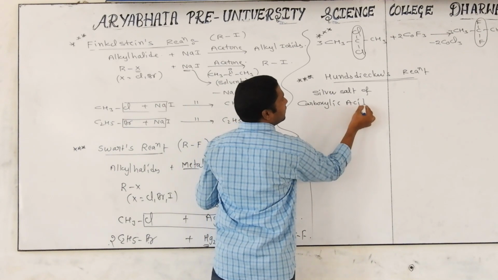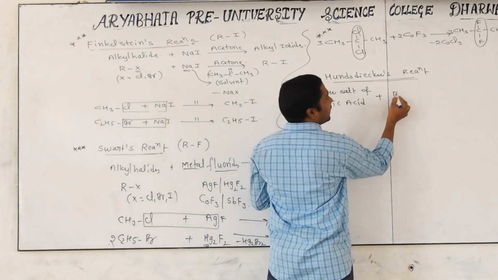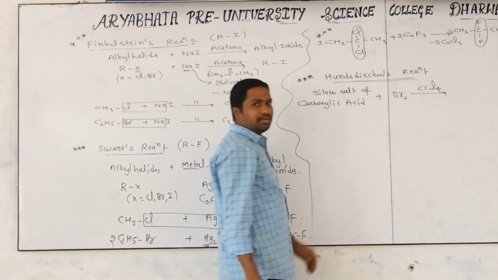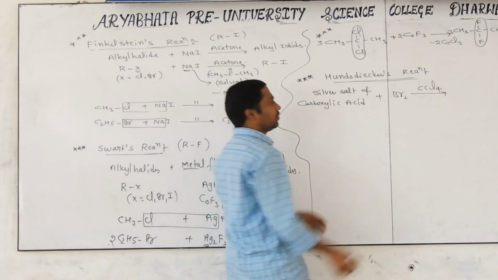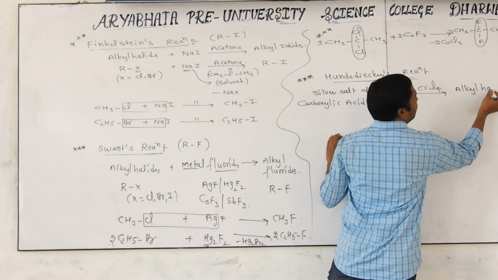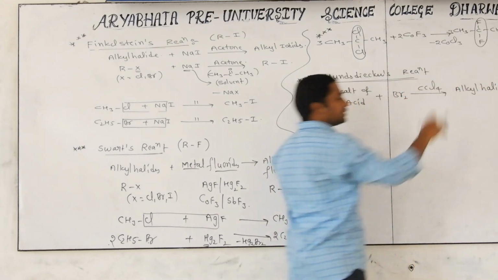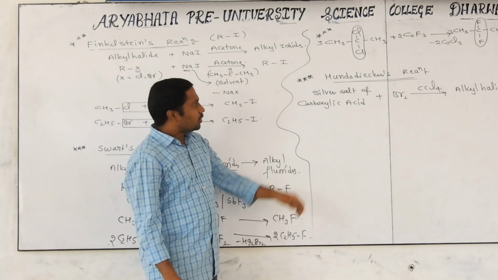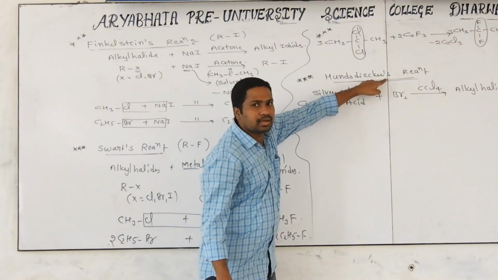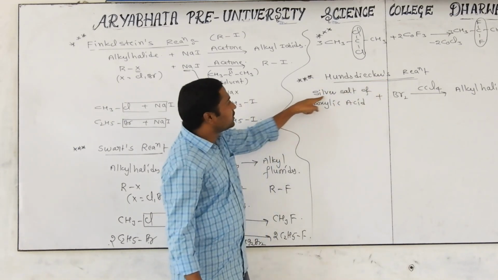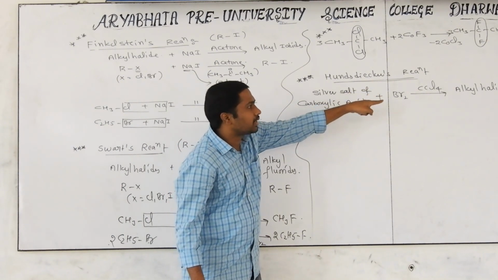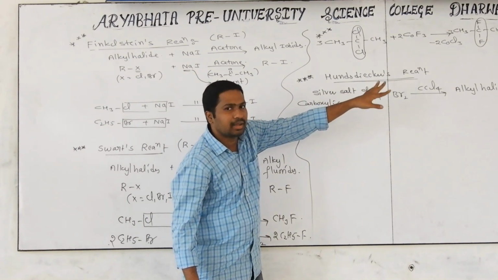Carboxylic acid will be treated with a halogen like Br2 in the presence of a non-polar solvent, CCl4. CCl4 means what? Carbon tetrachloride. Then we are getting alkyl halides, though some other side products also come. What is the statement? The Hunsdiecker reaction is nothing but the silver salt of a carboxylic acid being treated with Br2 in the presence of carbon tetrachloride. We are getting the corresponding alkyl halides.